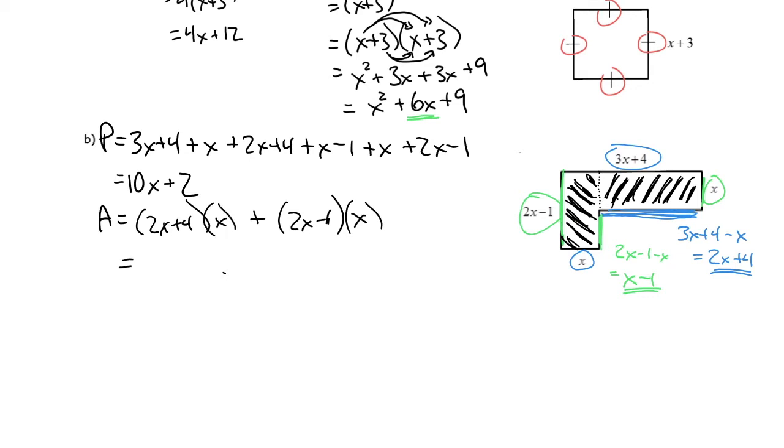And so I'm going to distribute that x through, and I'll get 2x squared plus 4x. Distribute the x through, 2x squared minus x. And so altogether, I've got 4 x squared, 2 of them, and then 2 of them. And then 4x minus x is just going to be 3x. And so there's my area.